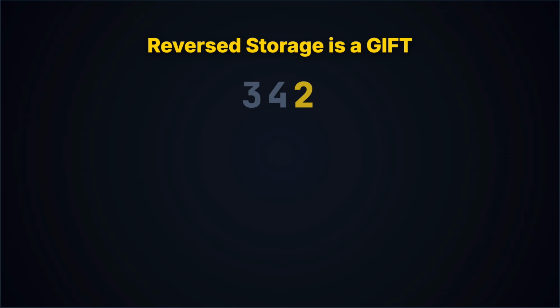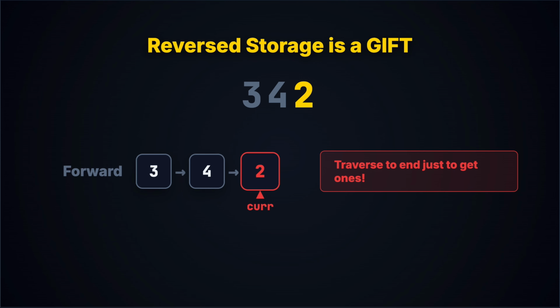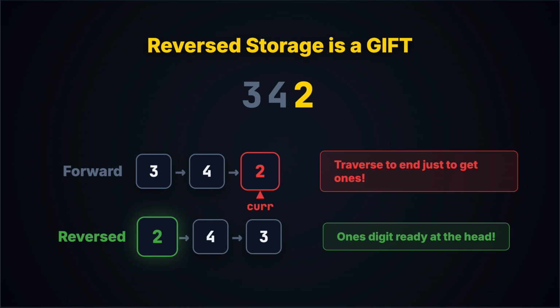Now looking at guarantees, you might think reverse storage makes this harder. It's actually a gift. When we add numbers by hand, we start from the ones digit and work right to left, carrying as we go. If these lists were stored in normal forward order, we'd have to reverse them first just to reach that ones digit. But since they are already reversed, the ones digit, the one we need first, is sitting right at the head of the list, ready to go.